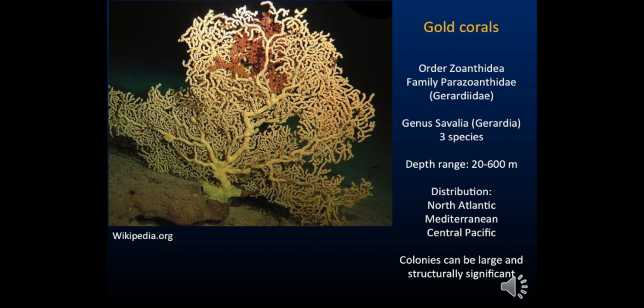Gold corals are members of the family Zoanthidae, which are usually soft-bodied, but members of the genus Gerardia form gold-colored proteinaceous skeletons, which are harvested for jewelry. The 3 species in this genus live exclusively in the deep sea, 2 in the North Atlantic and 1 in the Central Pacific. Gold coral colonies can reach up to 3 meters tall and are extremely long-lived.